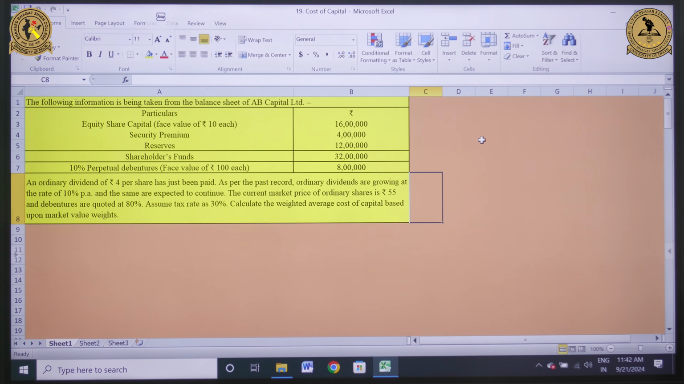Myself, Dr. Rishabh Gupta, and in today's session, we will be covering a numerical on cost of capital in MS Excel. So let's begin.